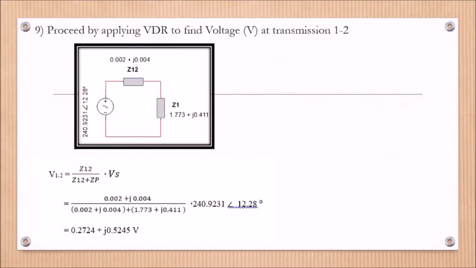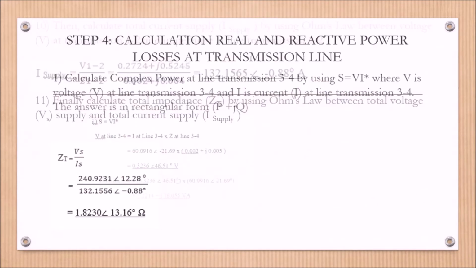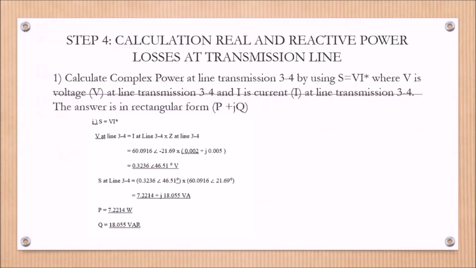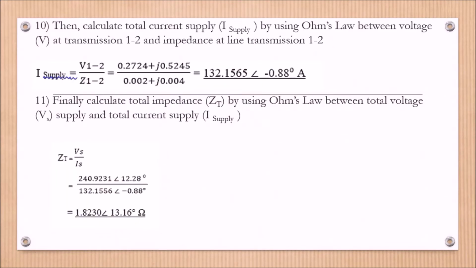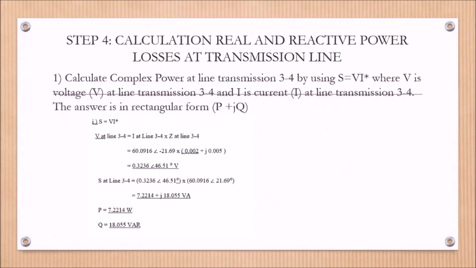0.411. Next, we proceed by applying VDR, which is the voltage divider rule, to find the voltage at transmission 1 to 2. Then we calculate the total current supply by using Ohm's law between the voltage at transmission 1 to 2 and the impedance at line transmission 1 to 2. Finally, we calculate the total impedance by using Ohm's law between the total voltage supply and current supply, where Z total equal to voltage supply divided by current supply.